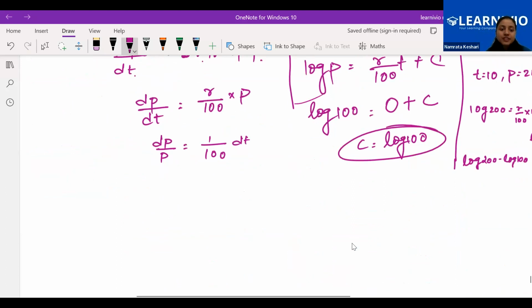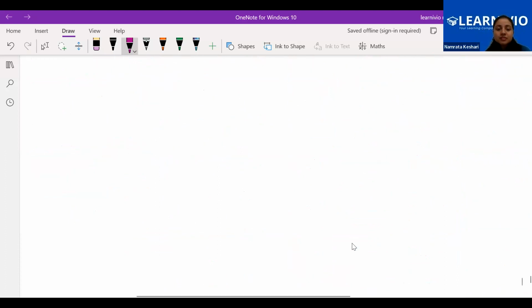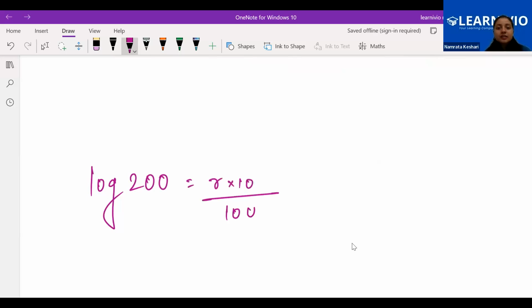We are having log 200 is equal to, what was there? I'm writing here only. Log 200 is equal to r t by 100, where r we don't know and t we are taking as 10, so 10 by 100 plus C. Plus C means plus log 100. It is not 10G. Okay. Yes, ma'am.